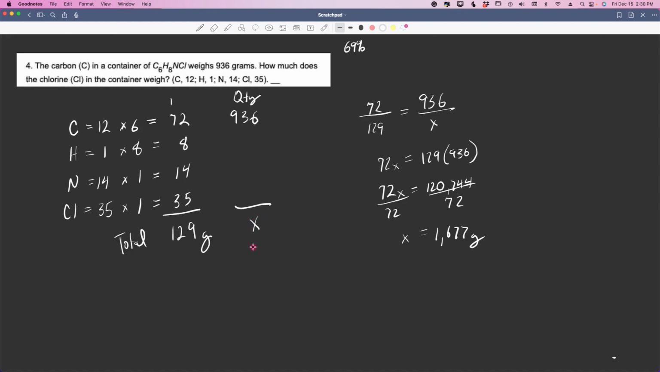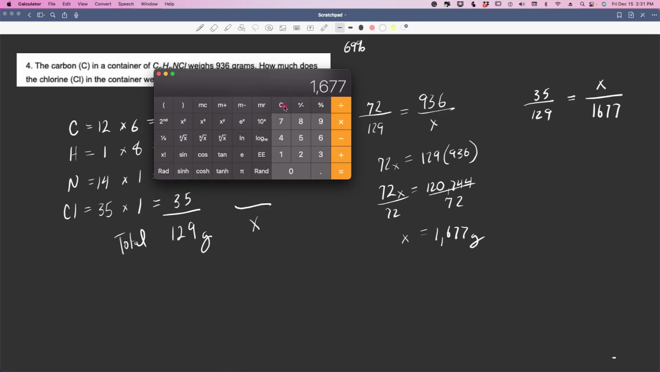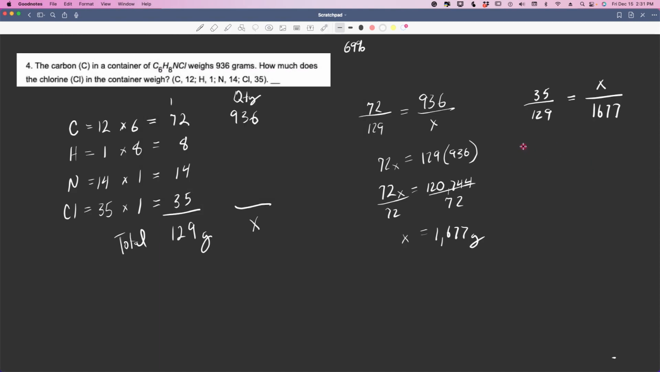Now we can write a new proportion statement for the chlorine using the chlorine's weight. 35 over 129, because that's how much chlorine is in this original composition, is equal to, now we have the total weight for the new composition, which is 1677, and we're going to find the amount of chlorine that we have. So we cross multiply. So times 35, and that's going to be 58,695 is equal to 129x.